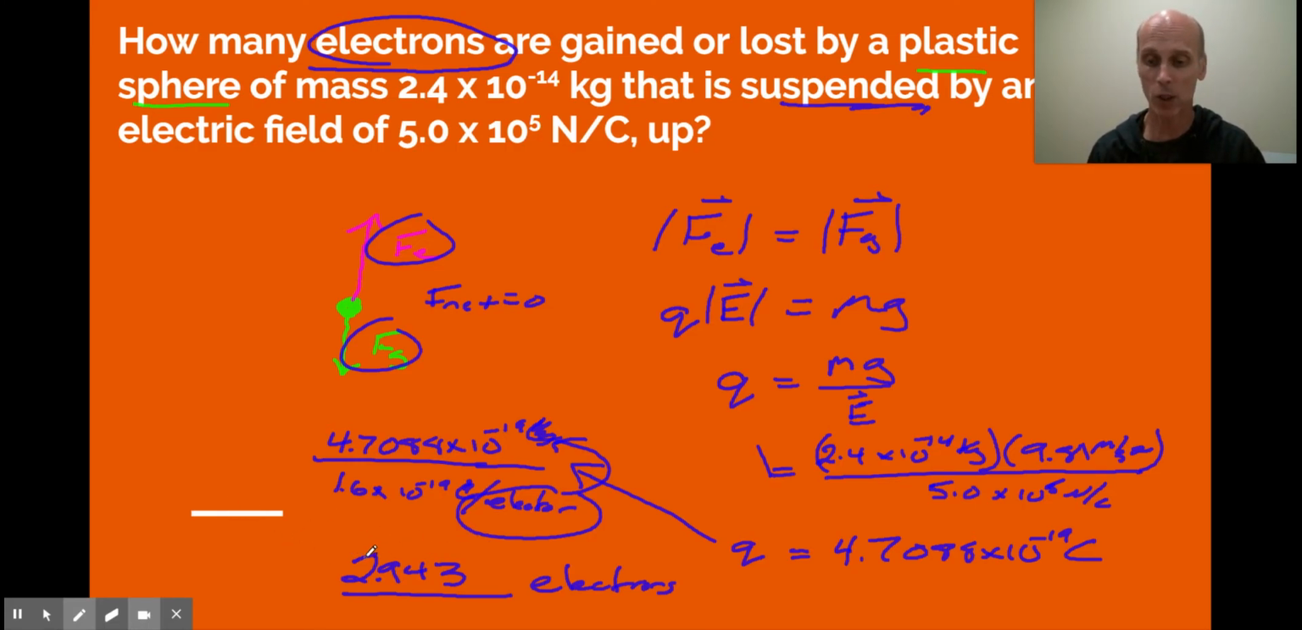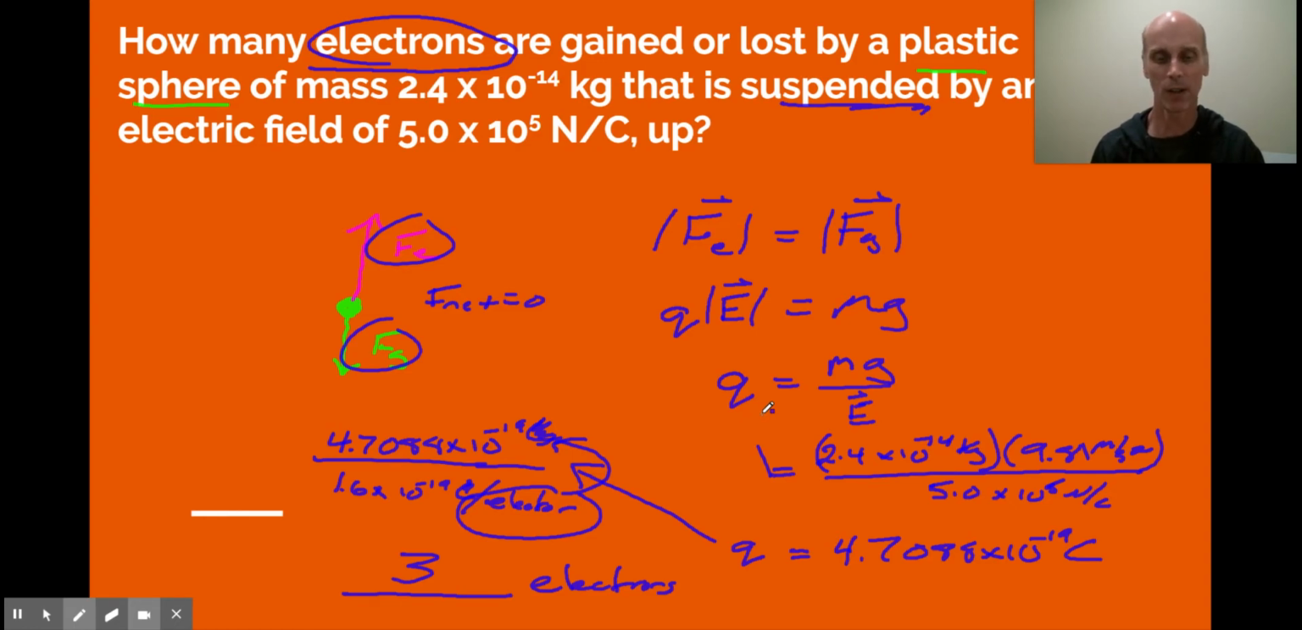So we get to make a decision now and know that our answer is absolutely right, regardless of any business with significant digits. We can safely say this 2.943 really is telling us that we have 3 electrons. What about sig digs? Sig digs is for measured values. This is a count. This is an exact value. There are 3 electrons on this plastic sphere that allows it to be suspended in this region in space.